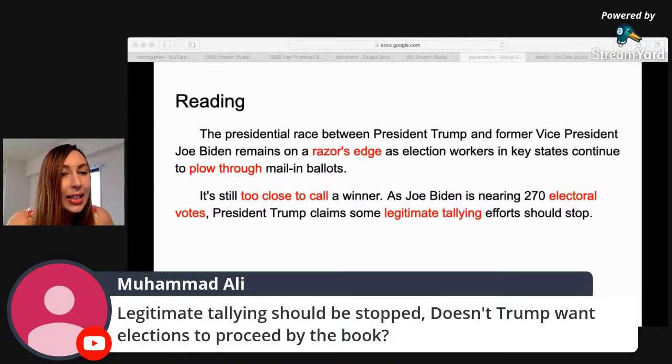So, legitimate tallying should be stopped. Doesn't Trump want elections to proceed by the book? I think he doesn't want it to proceed by the book, actually. I think what he's requesting is very out of the ordinary. It's not by the book.